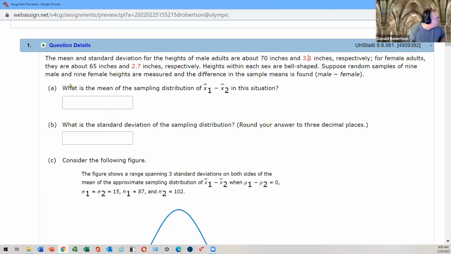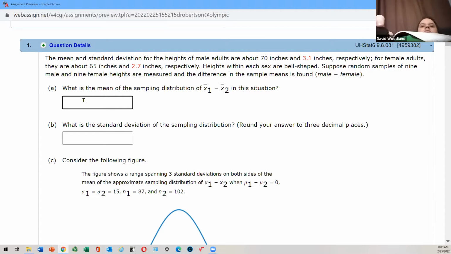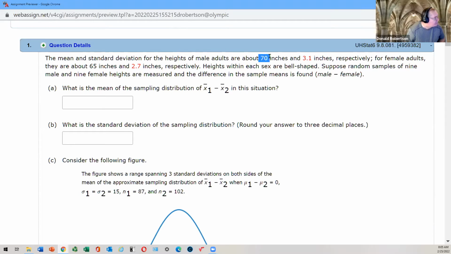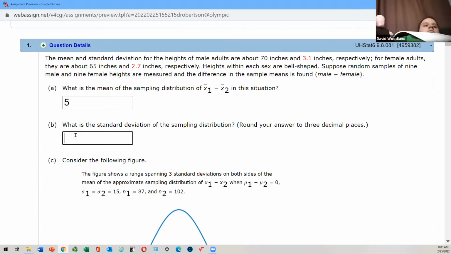Then it says, suppose a random sample of 9 males and 9 females. Okay, got that. And it asks us, what is the mean of the sampling distribution of the difference of them? Well, in this case, it would be, make sure it's males first. Yeah, good, males first. So it's going to be 70 take away 65, and that would be 5. Now you want the standard deviation of the sampling distribution. You would do that square root of S1 squared over N1 plus S2 squared over N2.